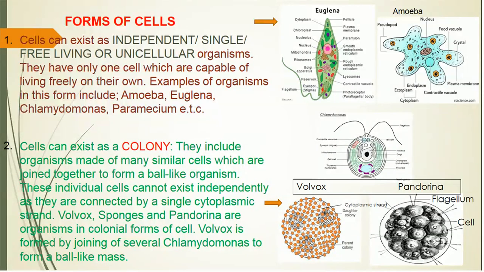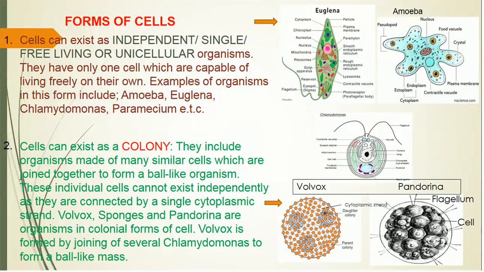Take note of some of the structures that make up the parts of these organisms, such as the contractile vacuole, the plasma membrane, the food vacuole, the nucleus, the pellicle, and so on. Now the second form of cell is: cells can exist as a colony. So colony is the second form of cell.